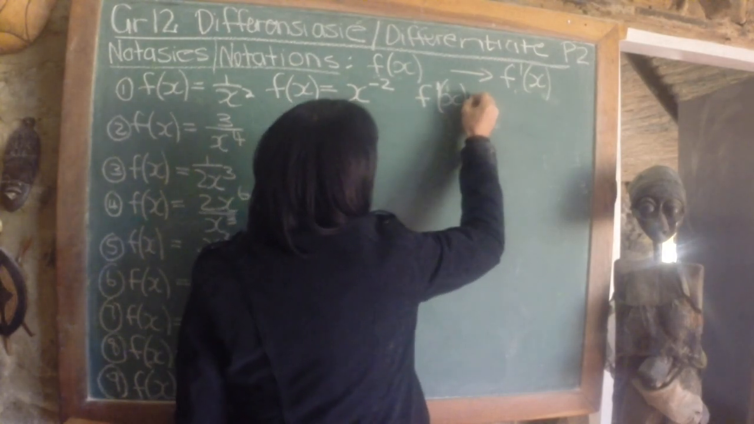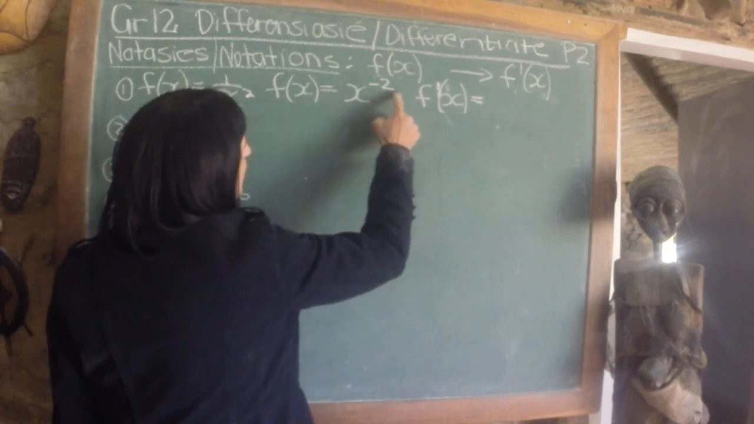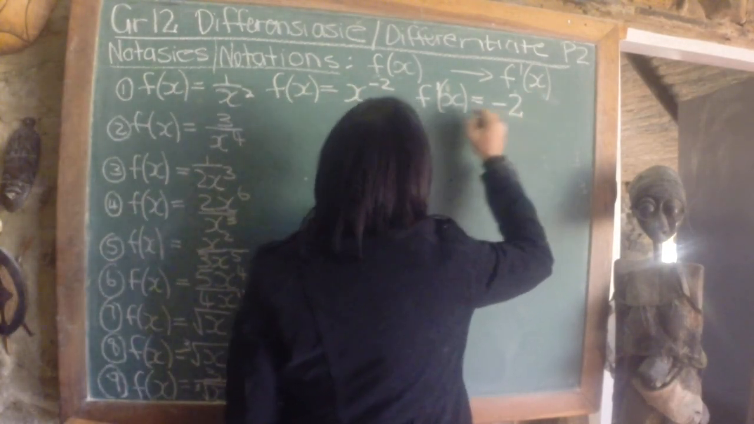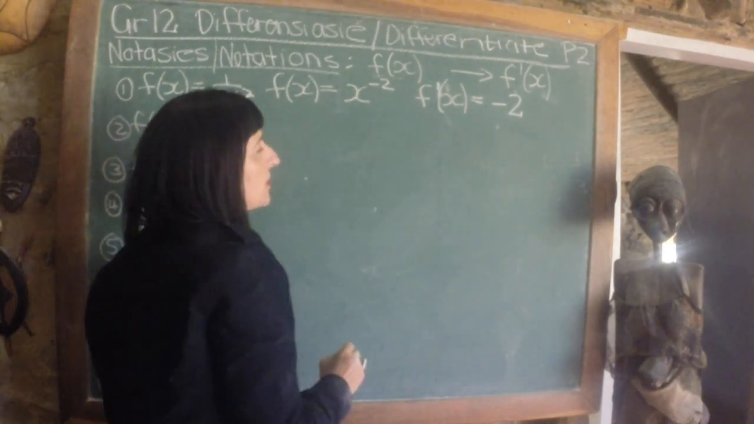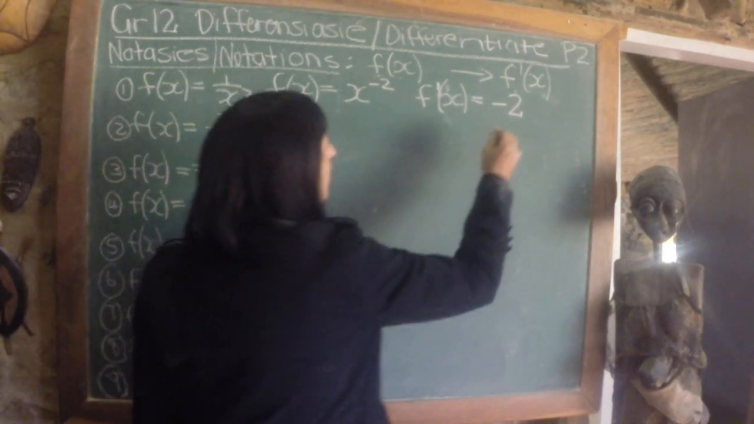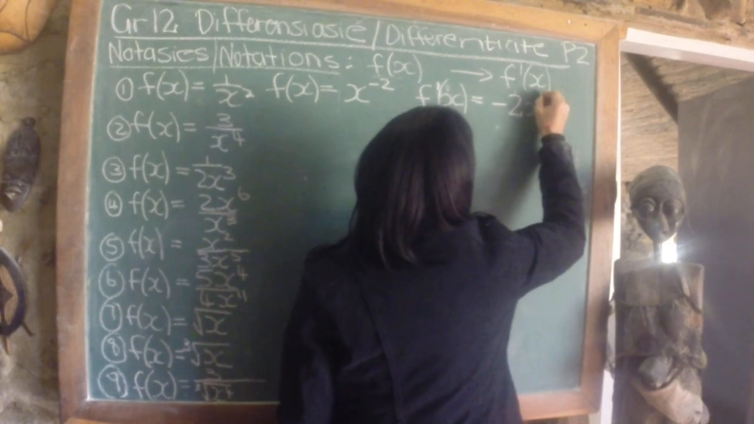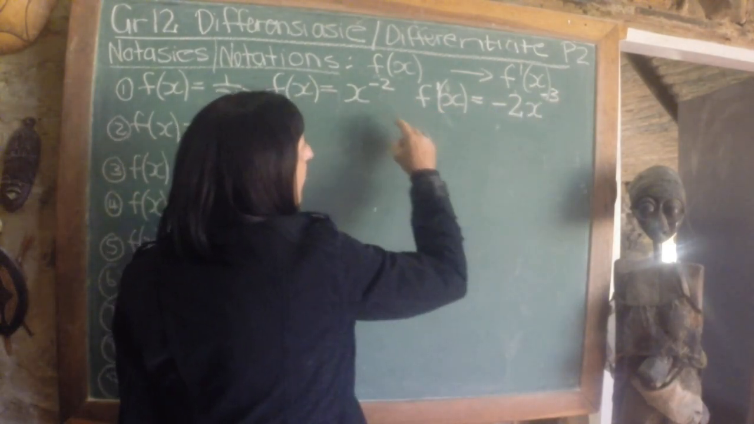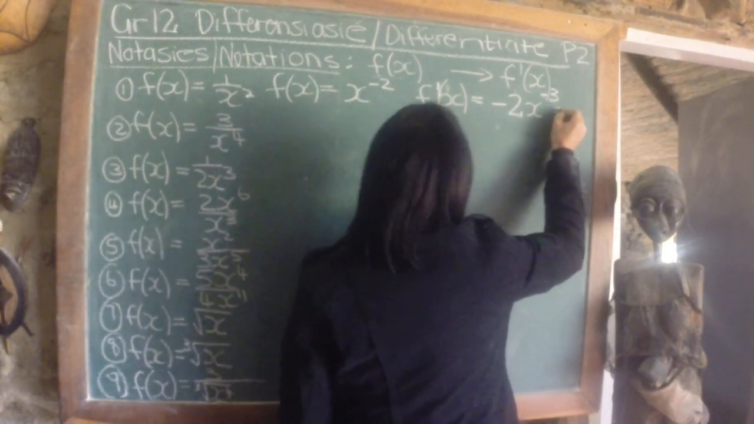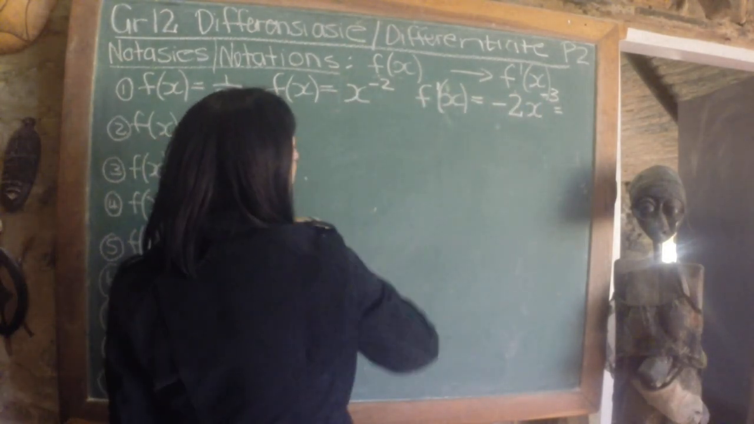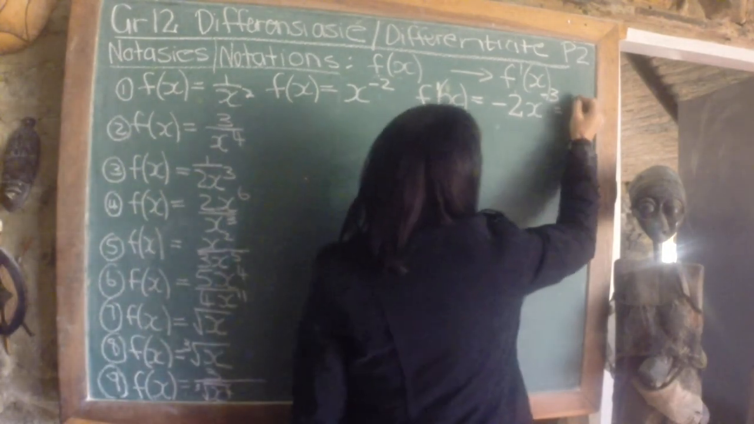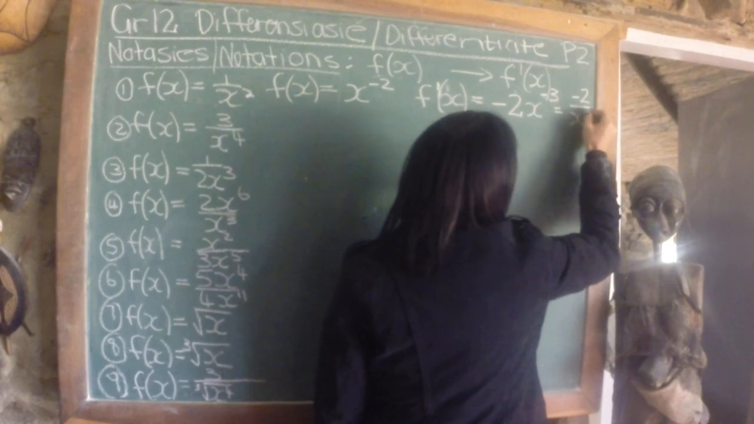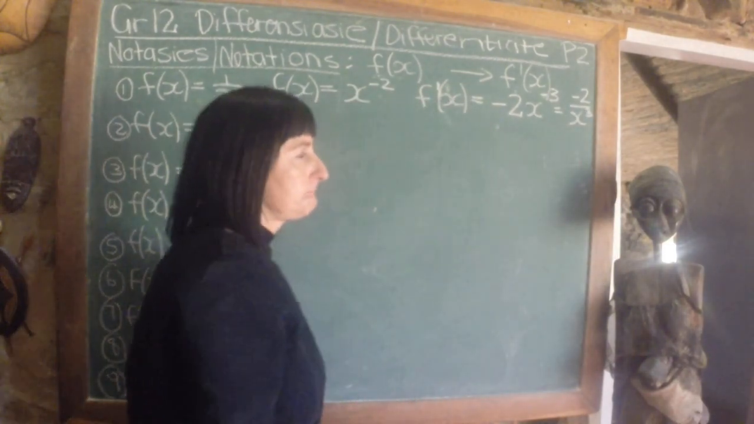F aksent x is gelyk aan minus 2 vat ek vorentoe, so dit word minus 2 maal met die 1 wat voor staan, so dis minus 2, x tot die mag minus 3, because I'm subtracting 1 from there. And now I'm rewriting it in the fraction form, because I received it in a fraction form, so it's minus 2 on x cubed, and I'm done.